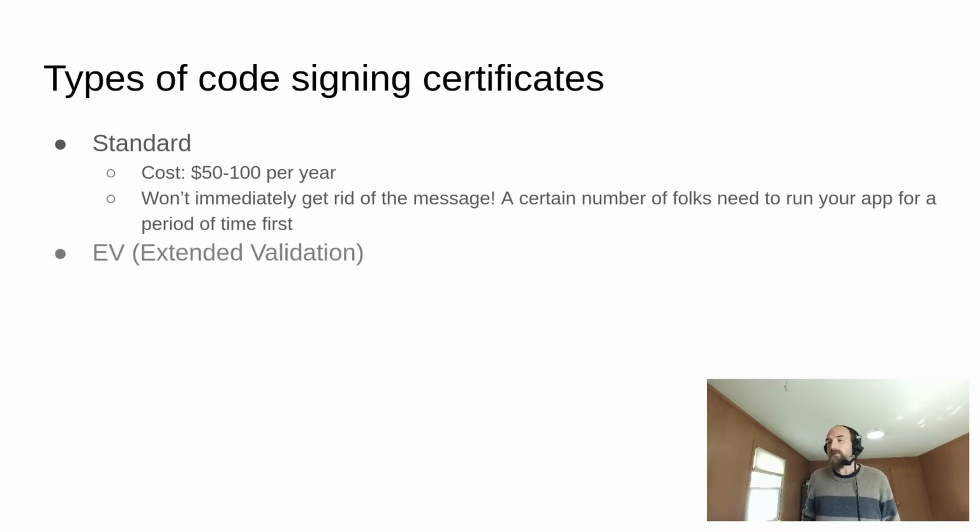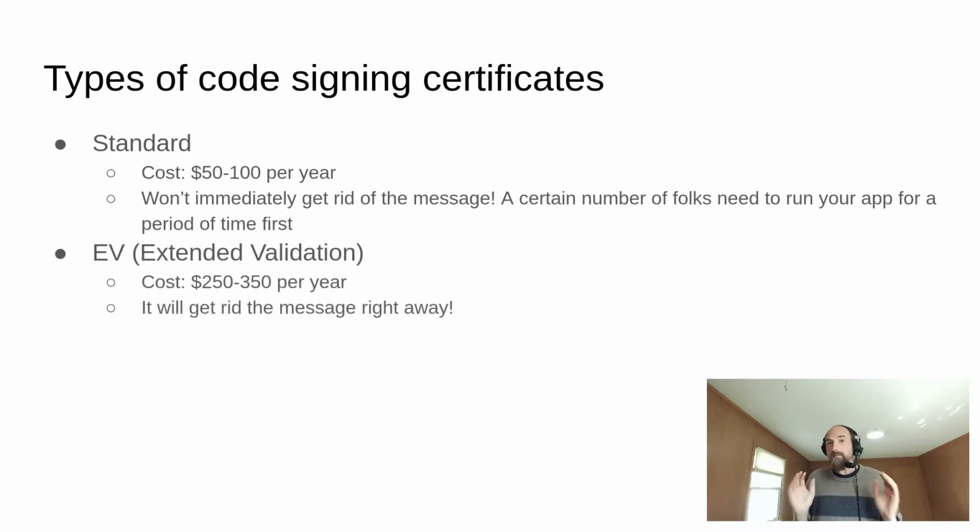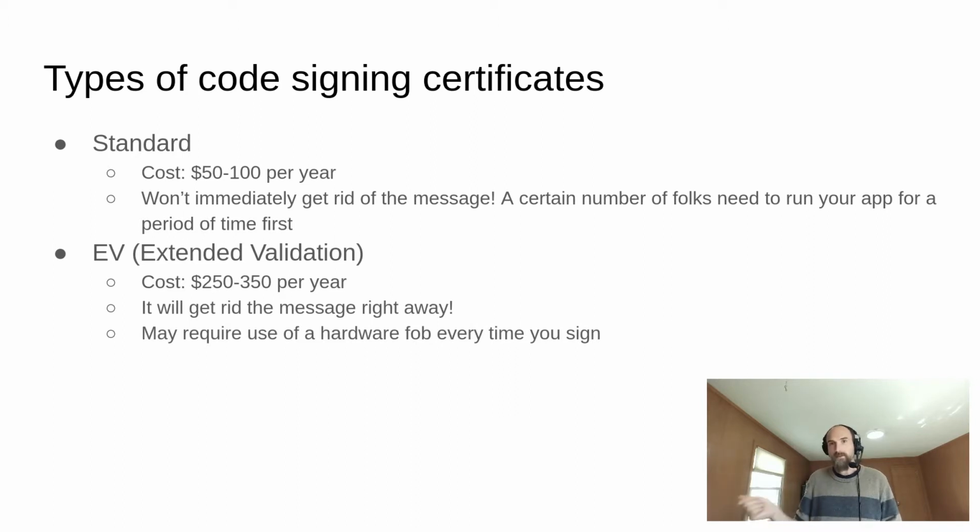The other kind of certificate is an EV certificate. The EV stands for Extended Validation. They cost more, between $250 and $350 per year, but they will immediately get rid of that message. The other downside, other than the cost, is that it may require the use of a hardware fob to be inserted in your computer when you are signing. I don't know for sure if that is the case because I do not have an EV certificate, but based on my research, that seems to be the case. And this would make setting up automatic signing more difficult, not impossible.